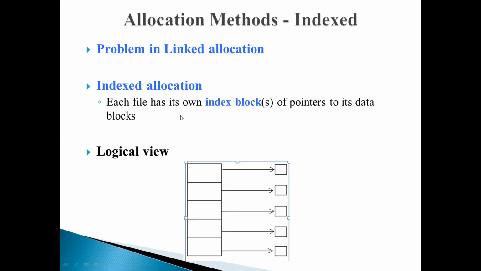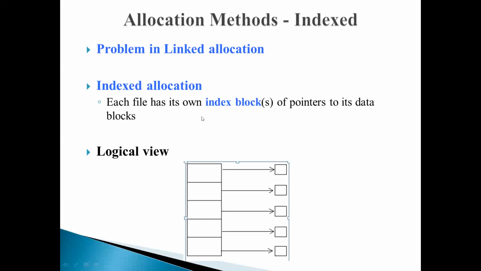Again, I have to start from the first block, traverse the pointers one by one, and then reach the desired block. So this traversing of the pointers is very difficult because the blocks themselves are scattered all over the disk, and the pointers to the blocks also are scattered throughout the disk. So I have to retrieve the pointers in order, and then only I can find my desired block. So direct access or random access is not supported in linked allocation, and that is the problem in linked allocation. To solve this problem, we have the indexed allocation method.